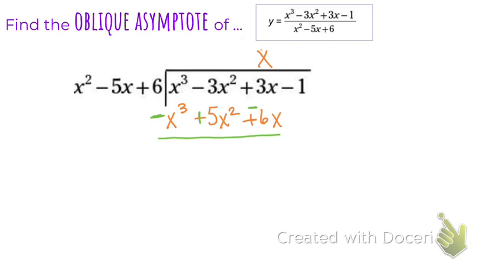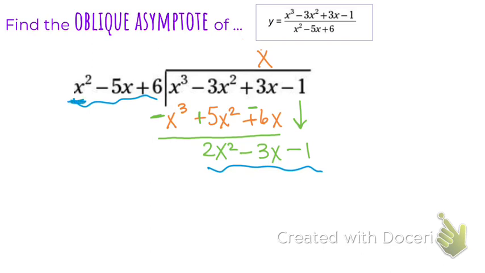So x to the third minus x to the third cancels, and then negative 3x squared plus 5x squared is 2x squared, and 3x minus 6x is minus 3x. Then I need to bring down the next term. Now I want to think, how many times does x squared minus 5x plus 6 go into this? So again, look at the first term.